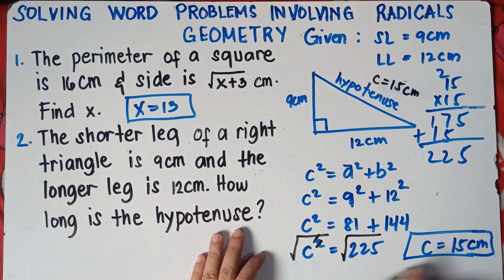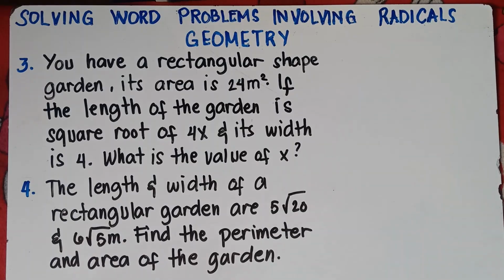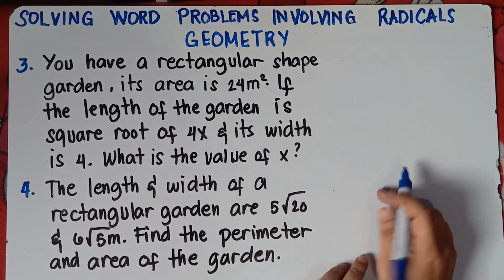So let's try number 3. You have a rectangular shaped garden. Its area is 24 meters squared. If the length of the garden is square root of 4x and its width is 4, what is the value of x? Quite tricky, right? So let's solve this one.